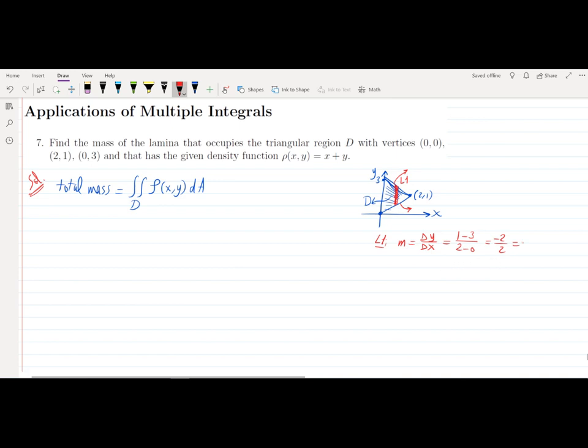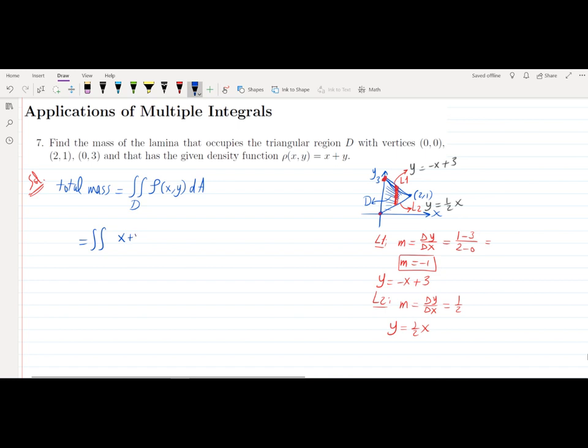This slope, m, equals negative 1. And here the intersection with the y-axis is 3. So the equation of this line is y equals negative x plus 3. Similarly, for L2, we can get its slope, m equals delta y over delta x, which equals half. And then, since this straight line passes through the origin, there is no intersect with the y-axis, so its equation is y equals half x directly. The equations are y equals negative x plus 3, and this one y equals half x.